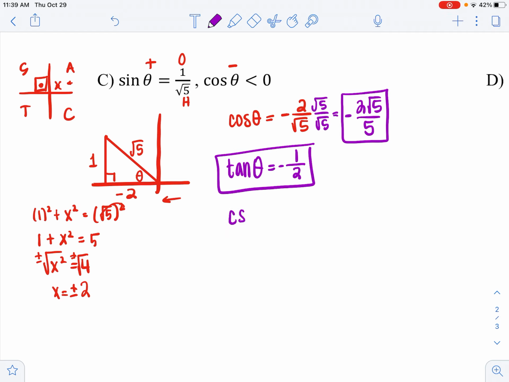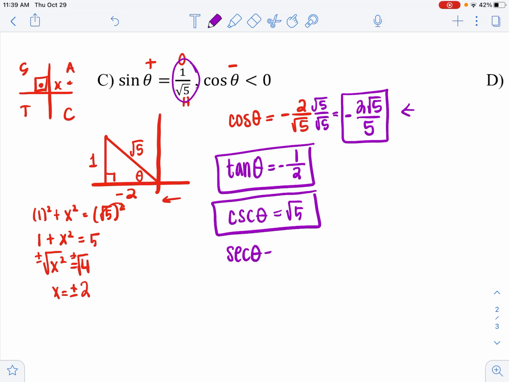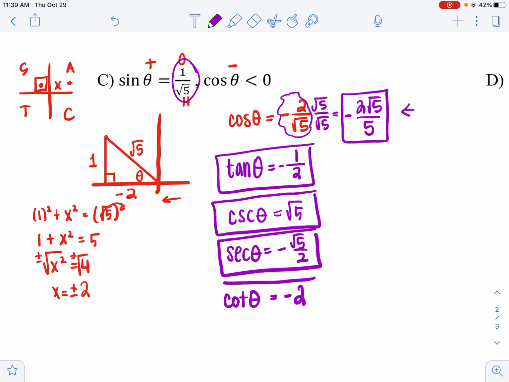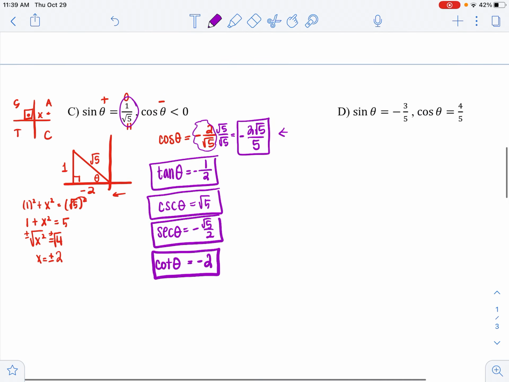Here's the tangent. All right, now I need the reciprocal of sine, which is cosecant. So cosecant of theta. And I need to do the reciprocal of this, which is root 5 over 1, which is root 5. Now I need to do secant of theta, which is the reciprocal of this, but I rationalize it, so I'm going to go back to this, and I'll take the reciprocal of that. So that is negative root 5 over 2. Last, the reciprocal of tangent, cotangent. The reciprocal of negative 1/2 is negative, and then 2 over 1, which is 2.